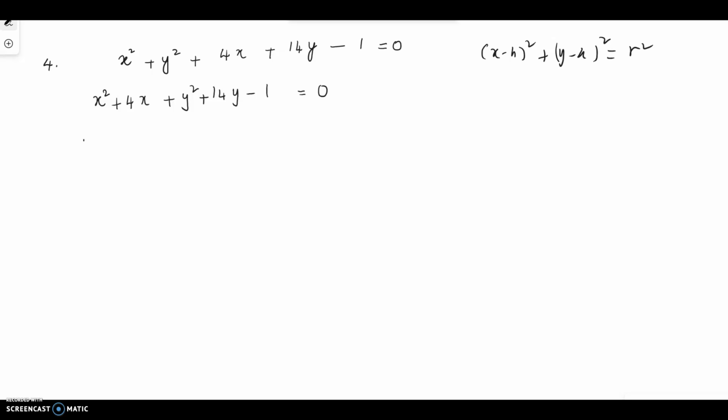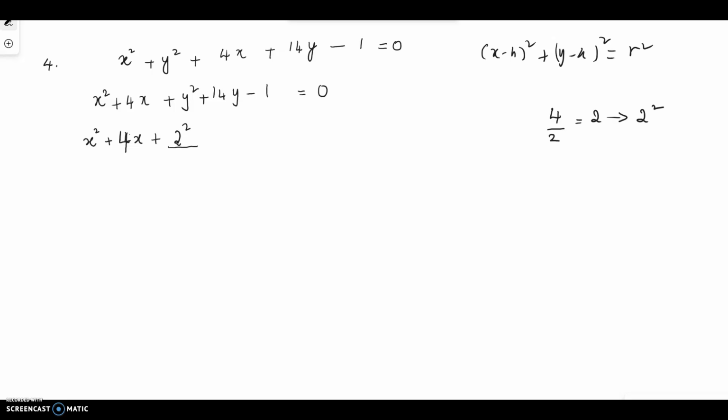Now, let's think about what we can add. I'm sorry, that's a 4x. What can we add to these two terms, x squared plus 4x, in order to make it a perfect square? As I said, watch my videos on how to complete squares, but if you remember, you take the coefficient of x, which is 4, divide by 2, and you get a 2. The next step is square it. And that's exactly what you need to add in order to complete the square.